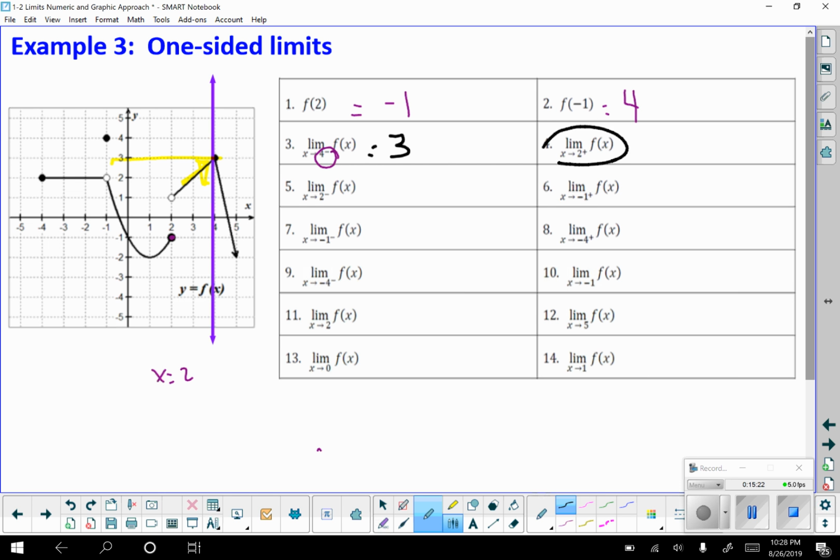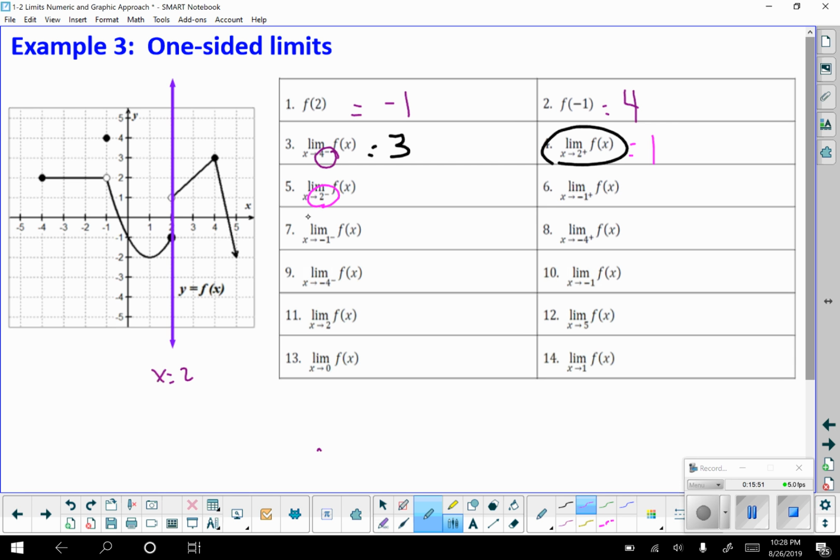This one is saying the limit as x approaches 2 from the right of f of x. You should practice saying this as well, because saying it verbally out loud can often help you in math understand the problem a little bit better, strange as that is. I want to approach from the right-hand side. I know that because I see that plus sign. From the right-hand side, my answer is going to be 1.